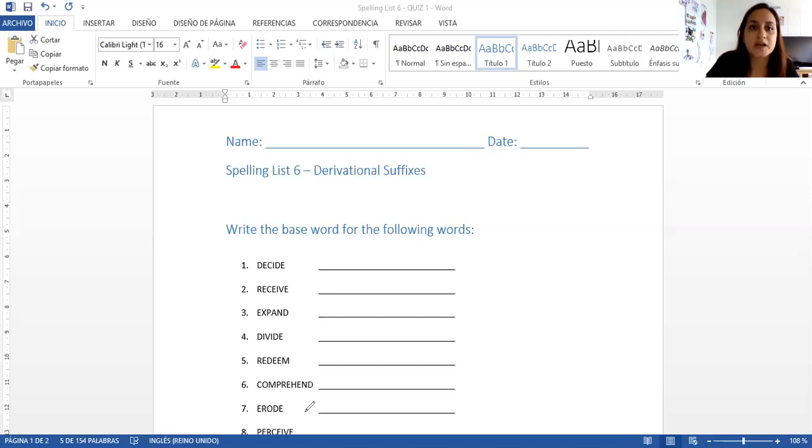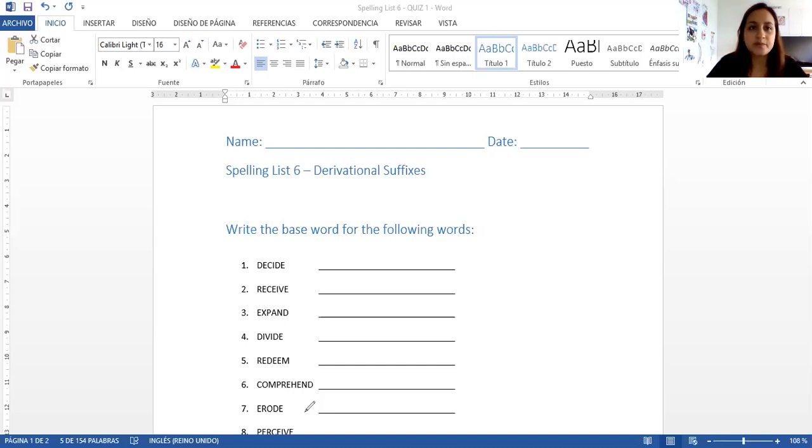Listen to the word and pronounce after me, okay? Describe, description, perceive, perception, prescribe, prescription, receive, reception, redeem, redemption, comprehend, comprehension, decide, decision, divide, division, erode, erosion, expand, expansion.